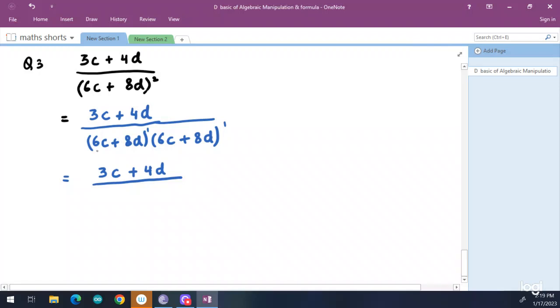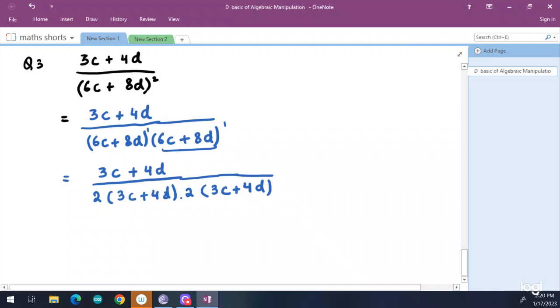So you can see there is a common factor between 6 and 8. We can take 2 as a common factor. When we take 2 common, it will become 3c plus 4d. And when we take 2 common from this part, we will get 3c plus 4d.